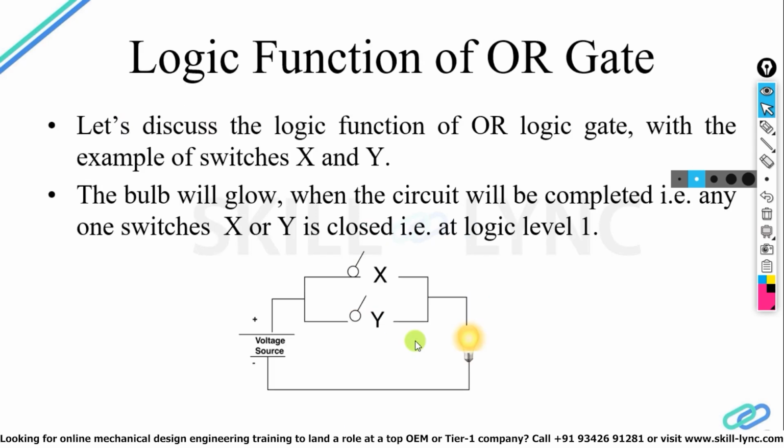And here the IC number is 7432. It is for a quad 2 input OR gate. And if the number of inputs is an odd number, then unused inputs can be held low by using pull down resistors. Let's take a logic OR gate using an example of switches.